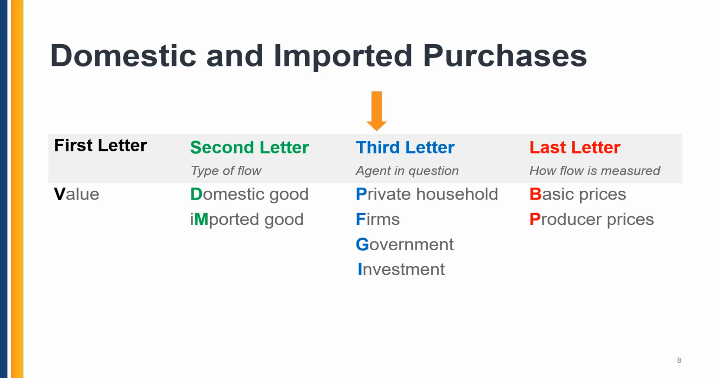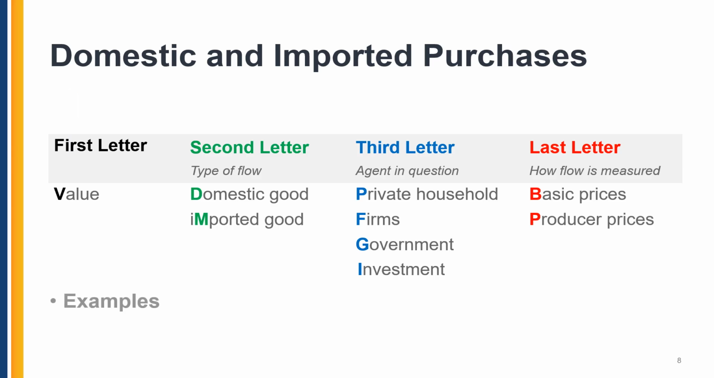The third letter will represent the purchase by a private household, firms, government, or by investment. The second letter will either be D or M, which tells us whether the good in question is domestic or imported. And finally, the first letter is almost always a V, which simply stands for value.